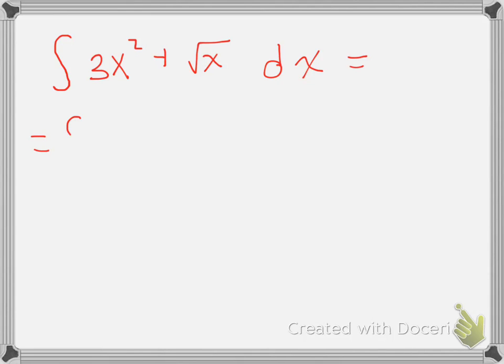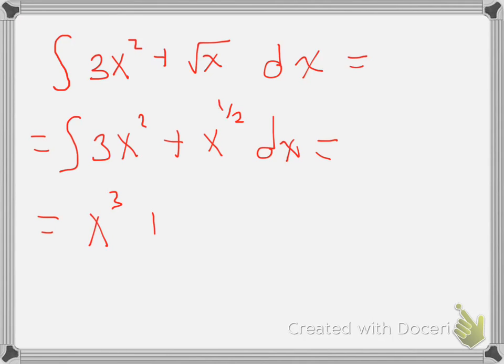I would be able to integrate something like 3x squared plus the square root of x dx. First thing I would do here is write the square root of x as x to the 1/2, and then find the antiderivative. Antiderivative of 3x squared is x cubed. For x to the 1/2, I add 1 to the exponent and I get 3/2, multiply by the reciprocal, I get 2/3, and I add the c at the end.